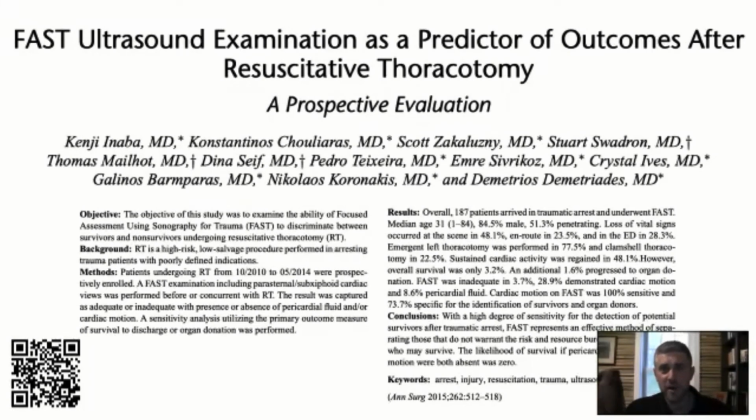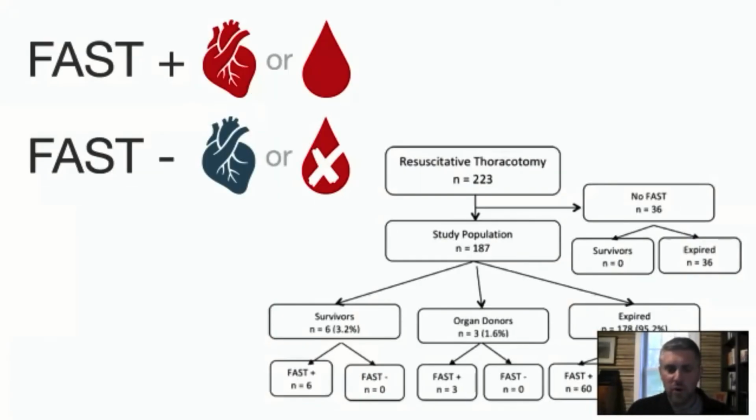So is there a way that we can identify which patients might do better and which patients won't, so that we could say, yeah, this isn't going to work, we're not even going to open the patient up, versus, yeah, full court press, we're going to do this thing, right? So what they identified is basically patients who received resuscitative thoracotomy, right?